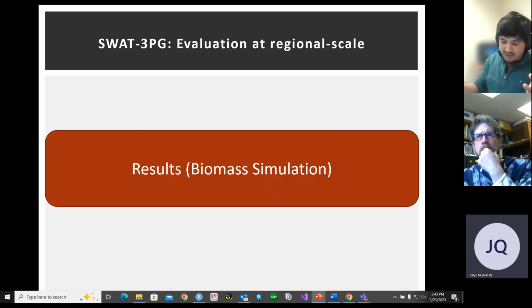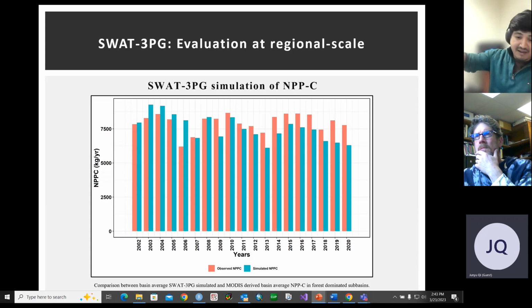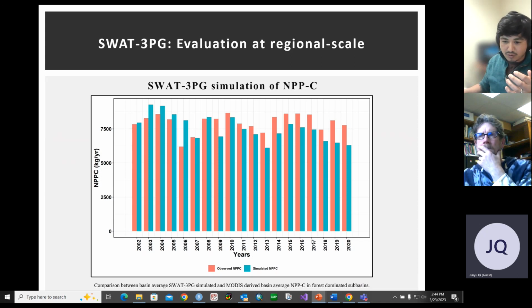After that, we calibrated the model against NPP, LAI, all of those things, and then we evaluated the model. This shows the basin average of NPP for the forest dominated sub basin, at annual levels from 2000 to 2020. The red is the observed NPP from MODIS, and the green is the simulated NPP. So the model does a good enough job, even at a watershed scale, of estimating the NPP.